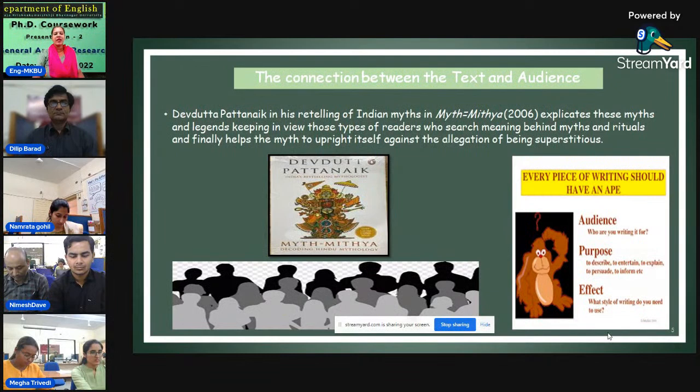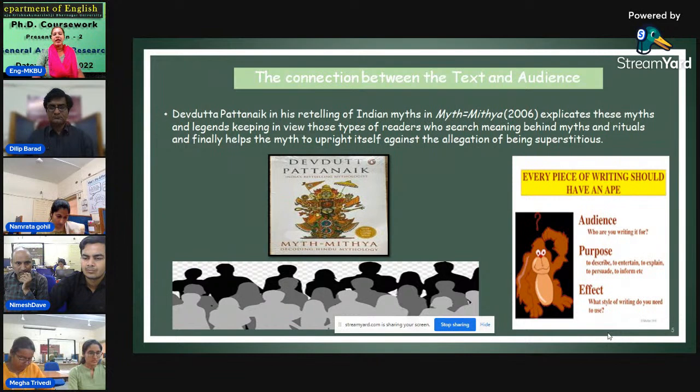Here, the audience plays a very important role, and it is the main focus, and lots of authors write their retellings to centralize the choice of audience. Devdutt Patnaik in his retelling of Indian myths in Myth = Mithya is the textbook of retelling which explicates these myths and legends, keeping in view those types of readers who search for meaning behind myths and ritual, and finally helps the myth to stand upright against the allegation of being superstitious. Here you can see images.